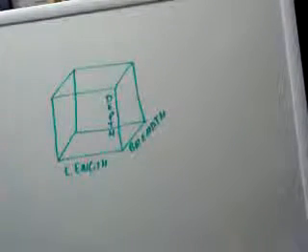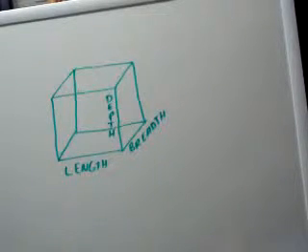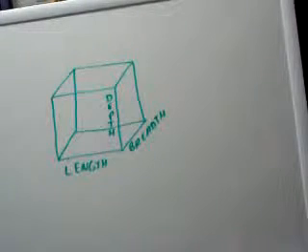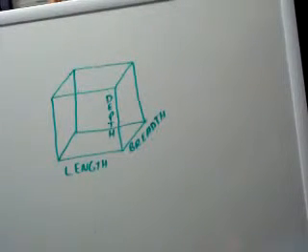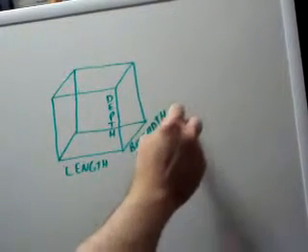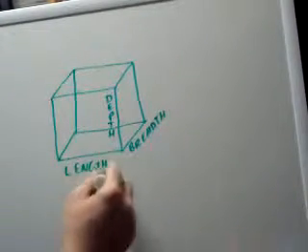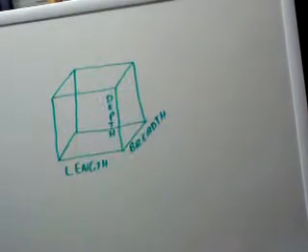A solid. We're going to identify this as a solid. You say, well, that's a cube. Well, it's also a solid. So what is a solid? A solid is that which has length, breadth, and depth. This is the length, this is the breadth, and this is the depth. Because this object has length, breadth, and depth, that's a solid.